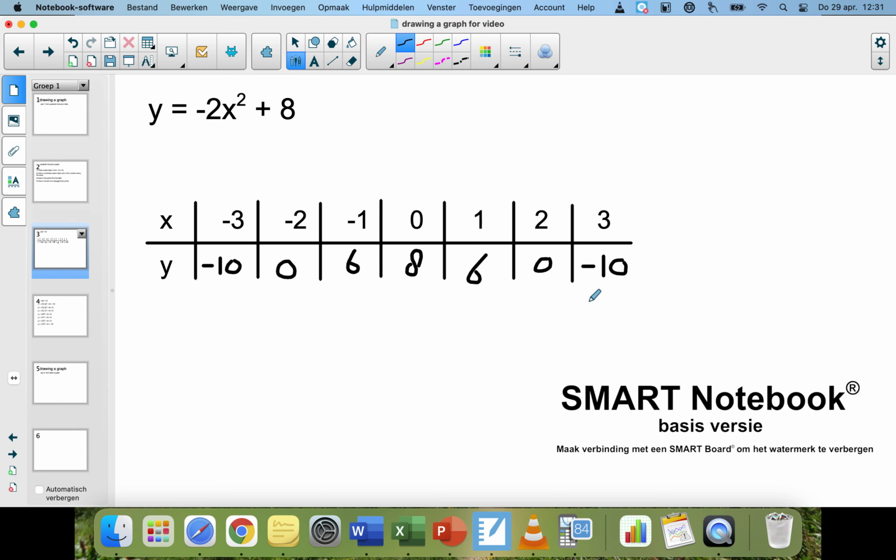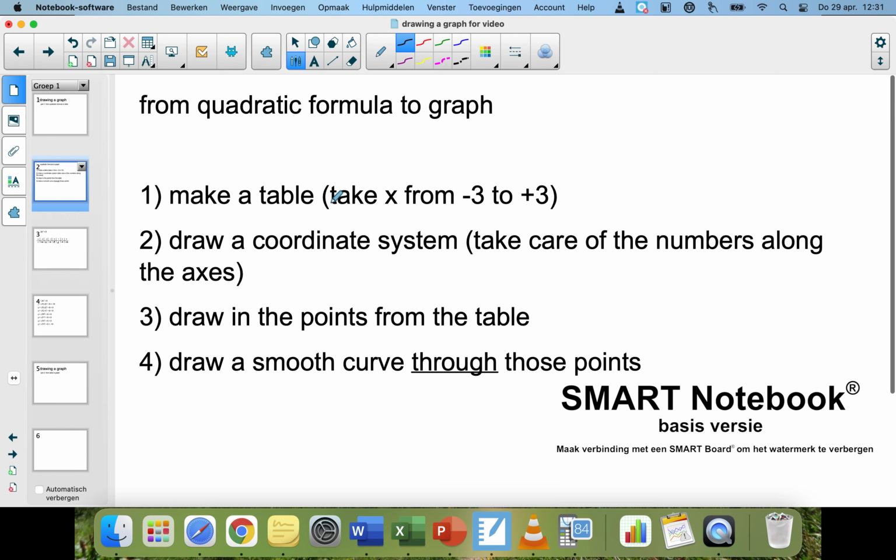So now we have our table for y is minus 2x squared plus 8. And from there we can start going to steps 2, 3 and 4 to finish making the graph. But that will be done in part 2 of this series of videos.